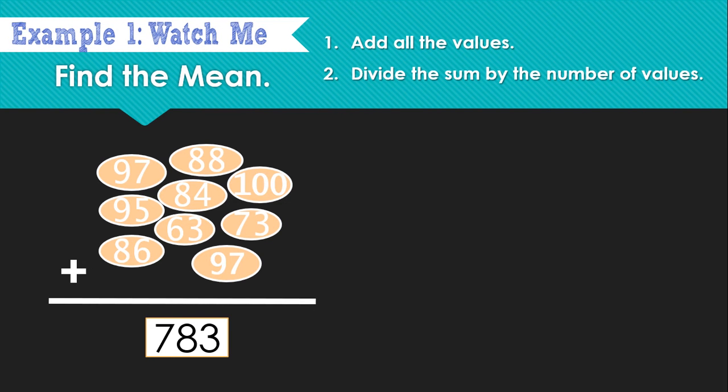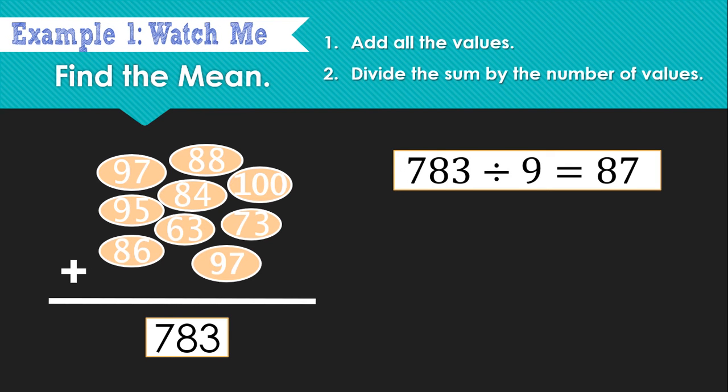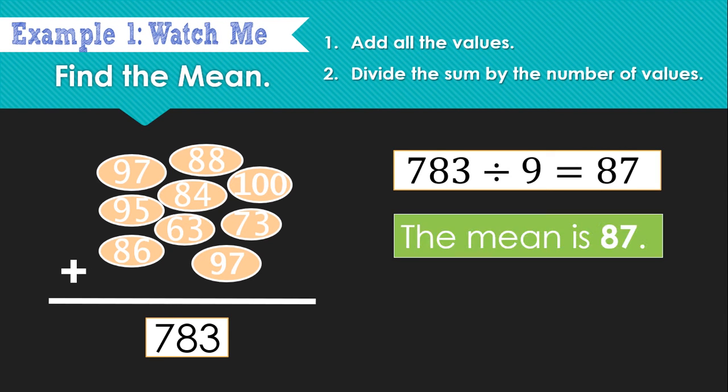So here is a set of values that we have. We've added all of those values together and we get 783. Now we have 9 items present. So you count the actual number of pieces of data, 1, 2, 3, 4, 5, 6, 7, 8, 9, and we divide that sum by the number of values. We get 87. That is our mean. That's the average of those 9 pieces of data.